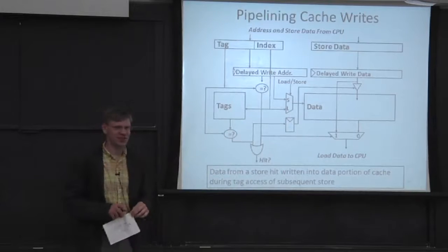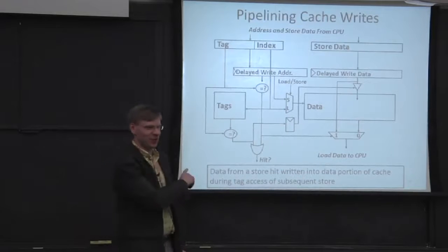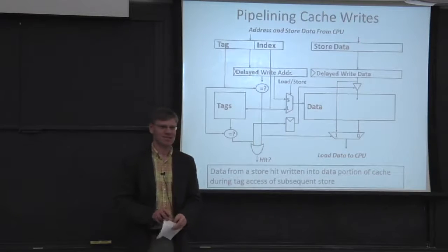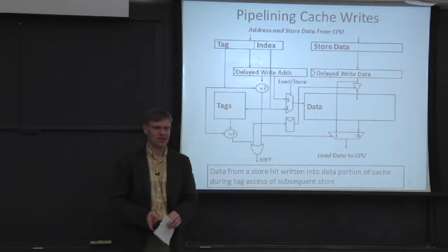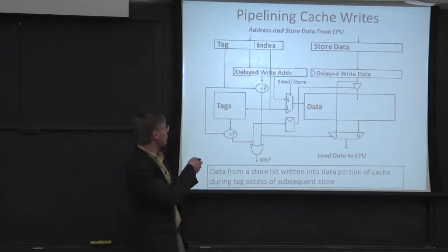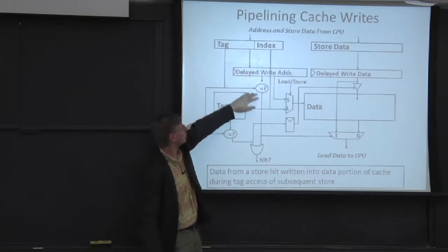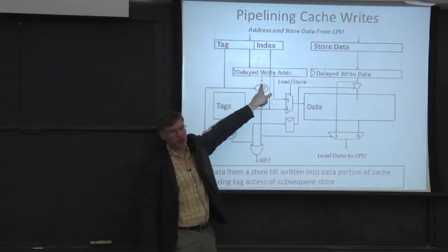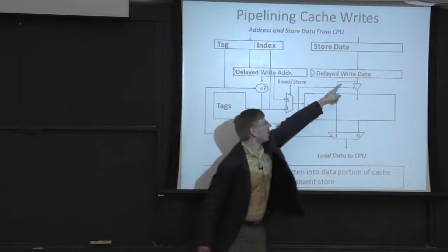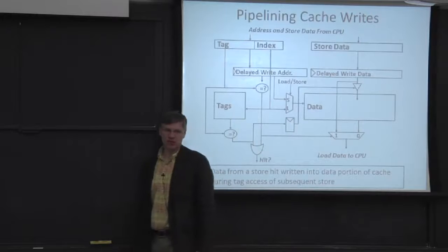OK, so pop quiz question here. What happens when you do a load and there's data in the delayed write data buffer? You have to bypass it. Yes, you need to go check it. So you need to have something which is going to check, and that's actually drawn here, the delayed write address against a future load. And if you get a hit there, you need to have this data come around and come out. So we basically need to go check this buffer.